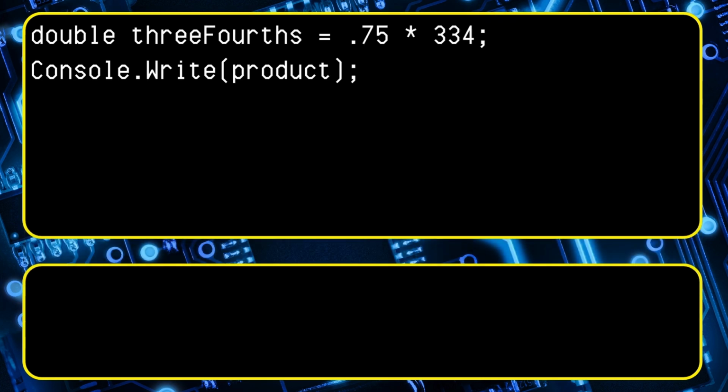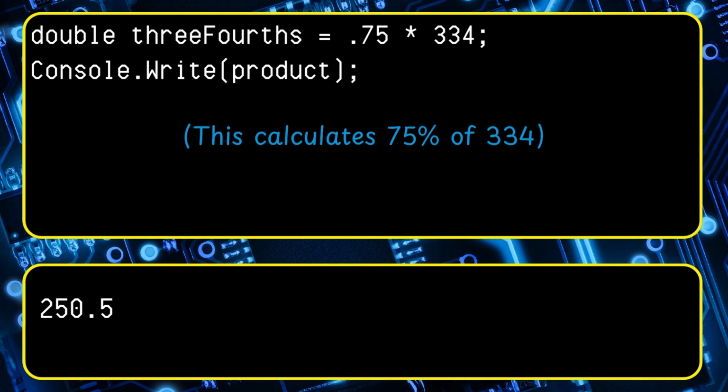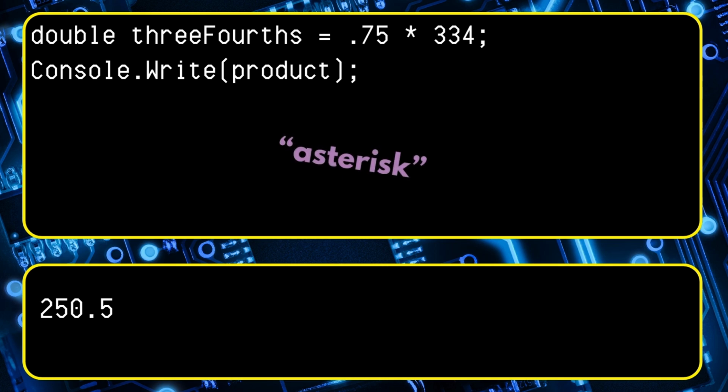Multiplication isn't going to be anything new, but we'll at least use a floating point value this time. The operator is just going to be the star symbol, which we really call asterisk. If either of the operands is a double, the result of the operation will also be a double.